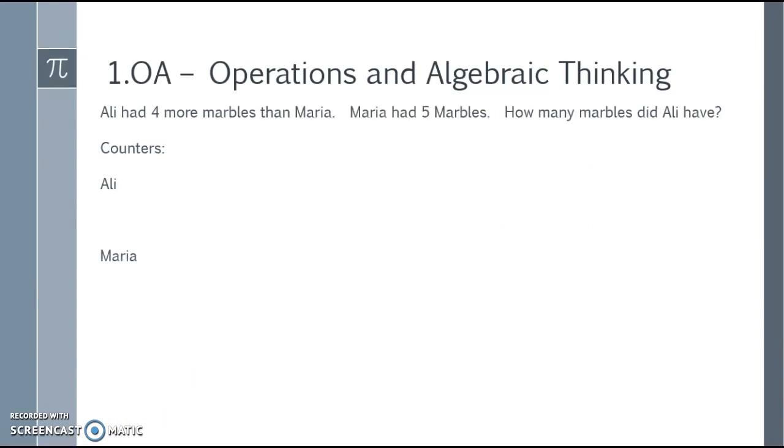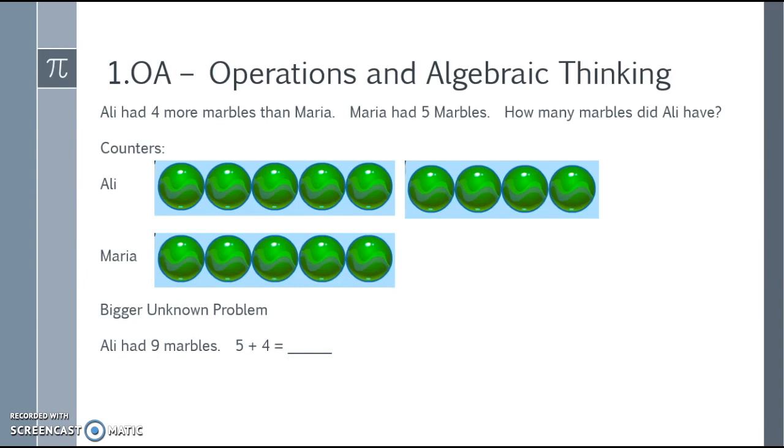Allie had 4 more marbles than Maria. Maria had 5 marbles. How many marbles did Allie have? So again, we're going to use our counters. I start with Maria having 5 marbles. And if I know that Allie has 4 more marbles than Maria, I know that she at least has 5 of them. But then we need to add 4 more to have 4 more than Maria. So this is a bigger unknown problem. So Allie had 9 marbles, so 5 plus 4 equals how many? And so we would see that there's 9.